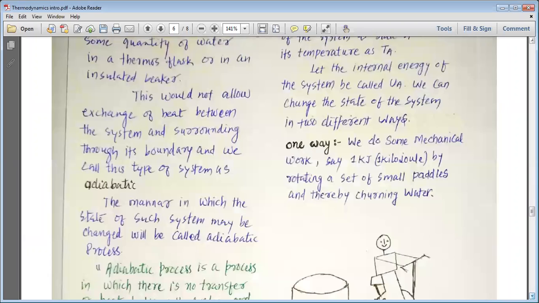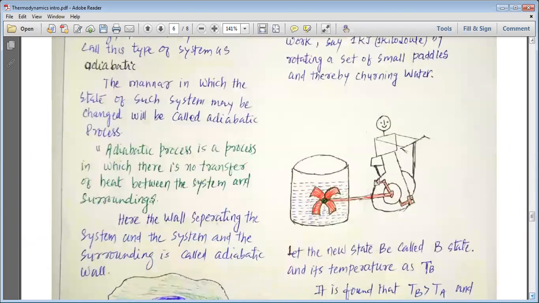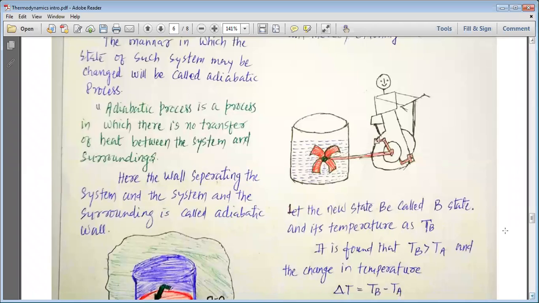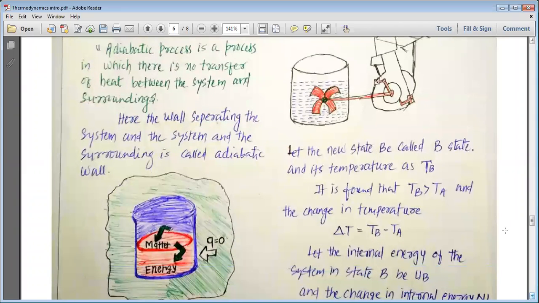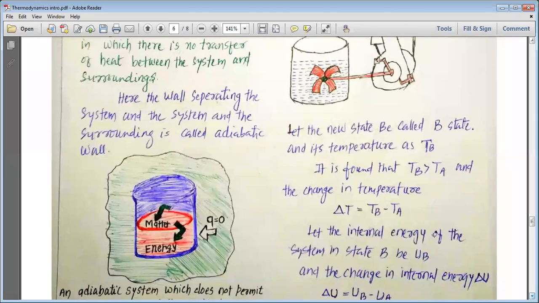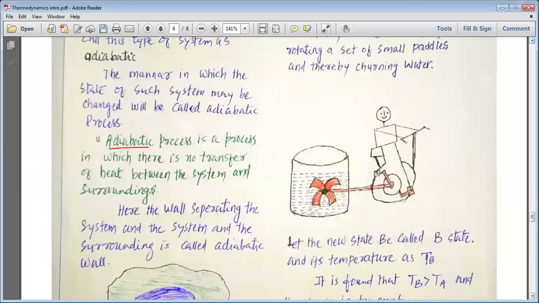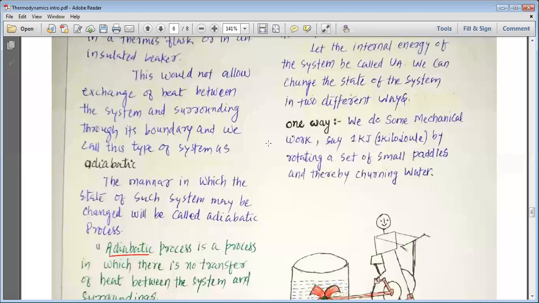Now to change the internal energy, let us do one process. The type of process we want to do is an adiabatic process. An adiabatic process is a process in which we do not provide heat to the system, but still we can change the temperature. So the heat content of the system remains constant. For doing it, we need to do some work because we are not going to provide any heat to the system. So we'll have to perform some work.